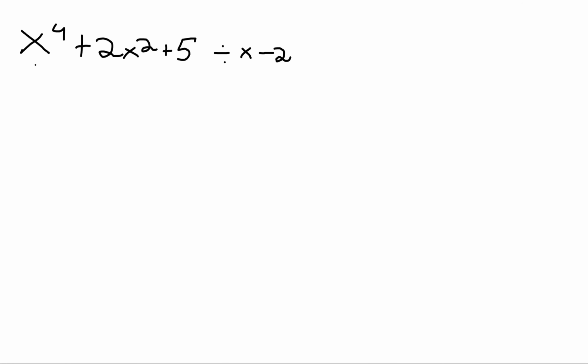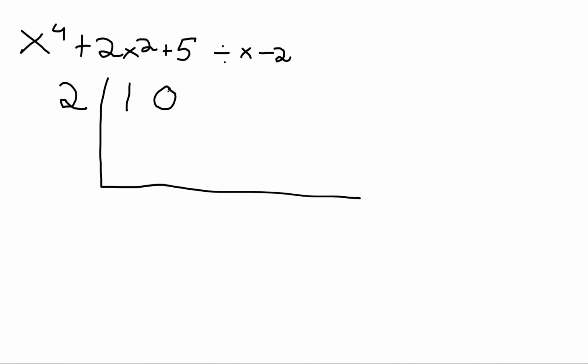Let's do this example. So we have x to the 4th plus 2x squared plus 5 divided by x minus 2. So same thing as before. Let's write our 2 over here, and we write our 1. But then we notice that there is no x to the 3rd or an x. So we don't ignore them. We have to write a placeholder, which is going to be 0. So you're always going to need to write a placeholder. If there's an x to the 4th and there is no x to the 3rd, you need to write a placeholder, or else your problem is not going to be right.